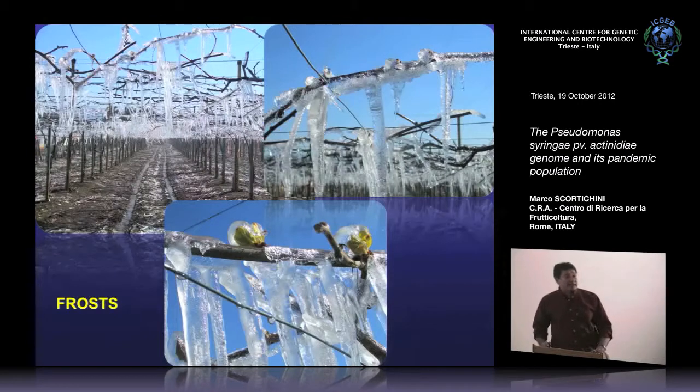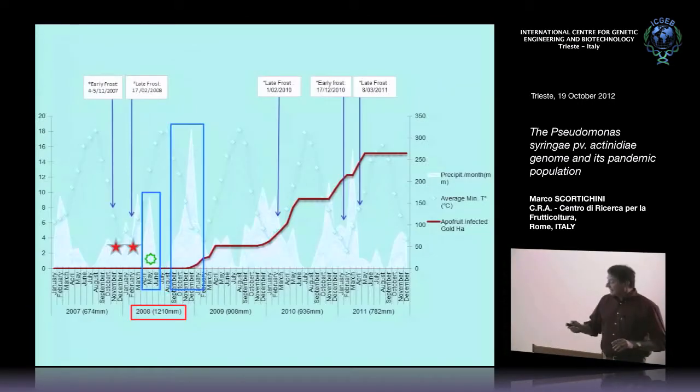It's better to underline that the yellow-fleshed kiwifruit arrived in this area in 2000-2001, and the first epidemics occurred in 2008. If you go to the weather forecast system from 2000 to 2007-2008, you don't find frost events. But in between 2007-2008, I will show you, there was early frost in November. So probably this has been the initial stress factor.